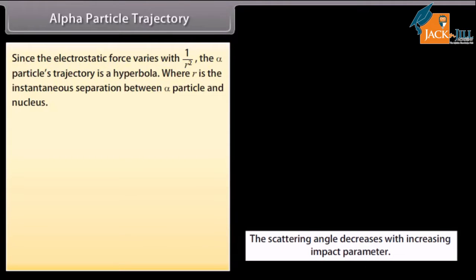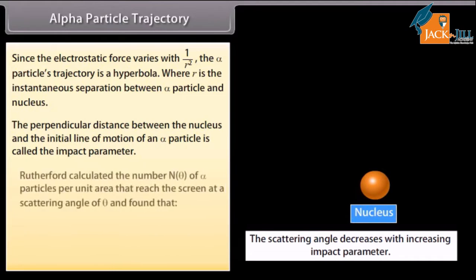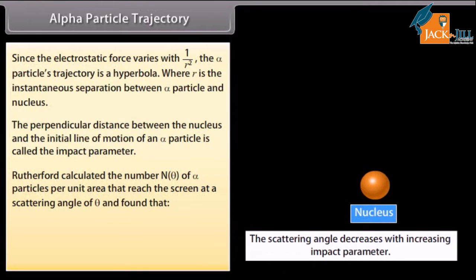Alpha particle trajectory. Since the electrostatic force varies with 1 upon r square, the alpha particle's trajectory is a hyperbola, where r is the instantaneous separation between alpha particle and nucleus. The perpendicular distance between the nucleus and the initial line of motion of an alpha particle is called the impact parameter. Rutherford calculated the number N theta of alpha particles per unit area that reach the screen at a scattering angle of theta and found that N theta is inversely proportional to sin theta upon 2 raised to the power 4.